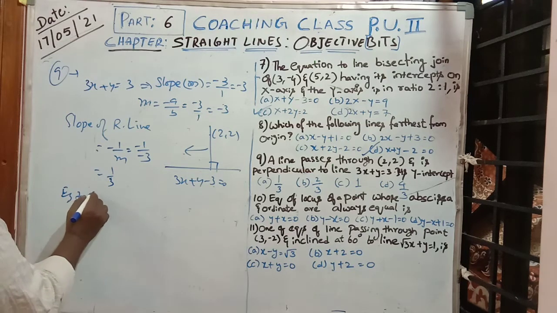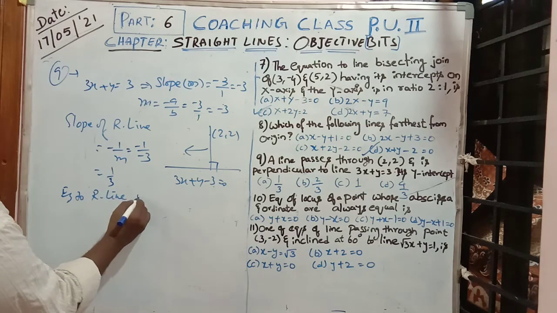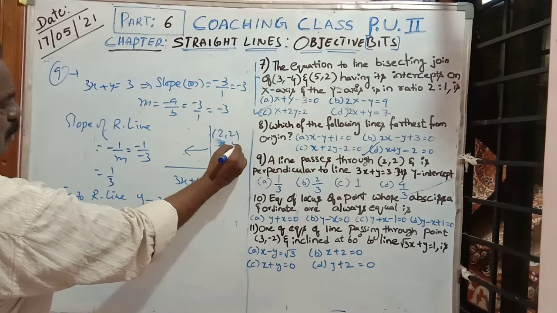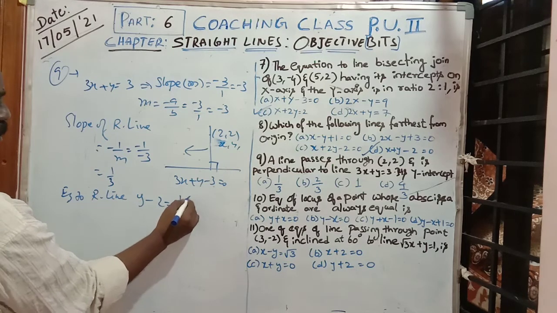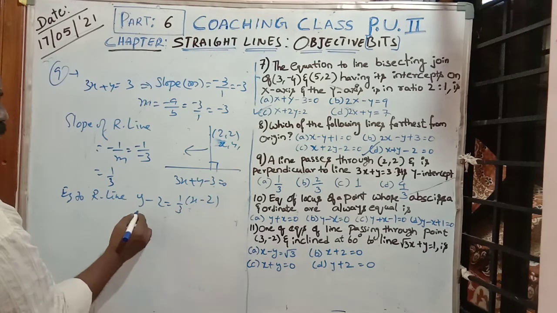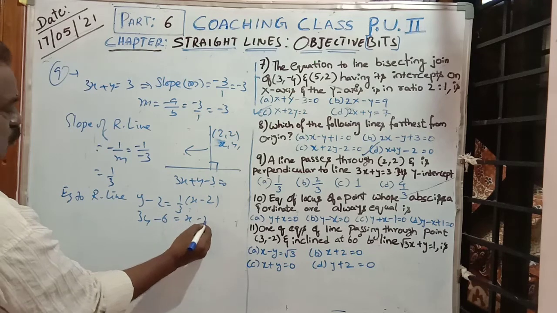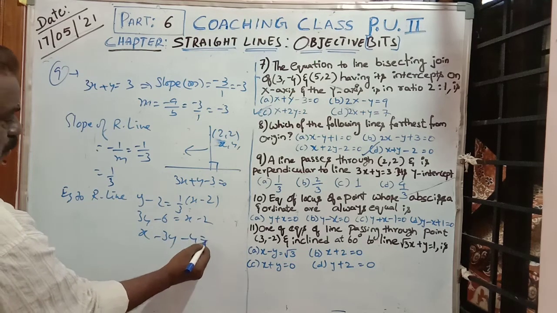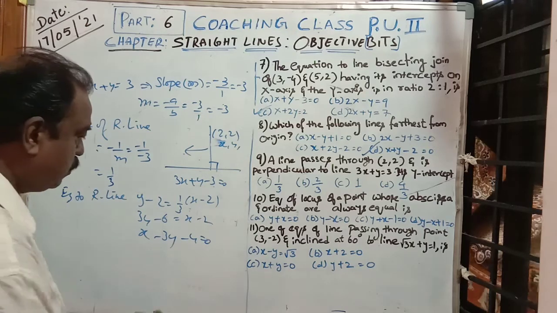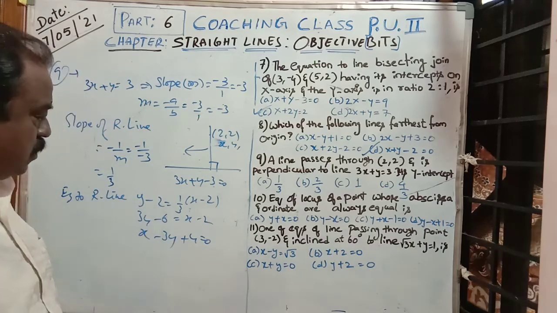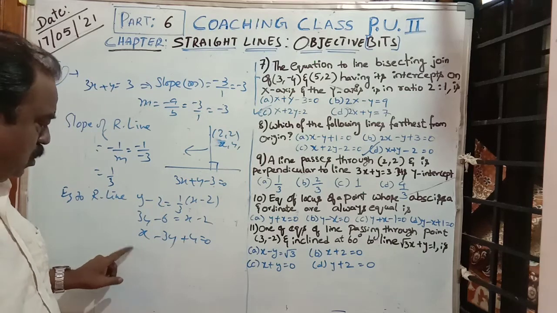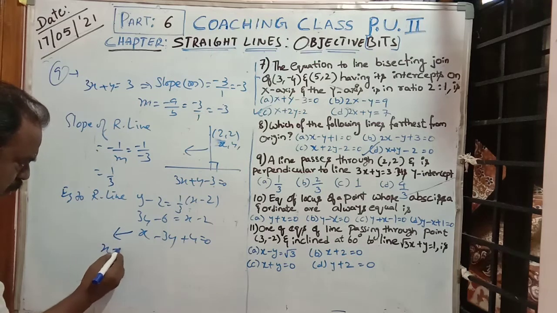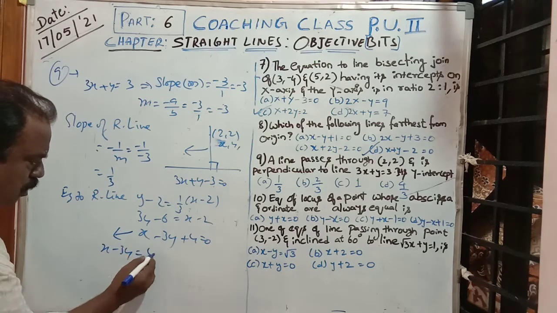Then what is the equation of the required line? y minus y1 equals 1 by 3 of x minus x1, with (x1, y1) being (2, 2). So 3y minus 6 is equal to x minus 2. That gives x minus 3y minus 4 equal to 0. But here we need to find the intercept; the y-intercept is asked. x minus 3y is equal to 4.